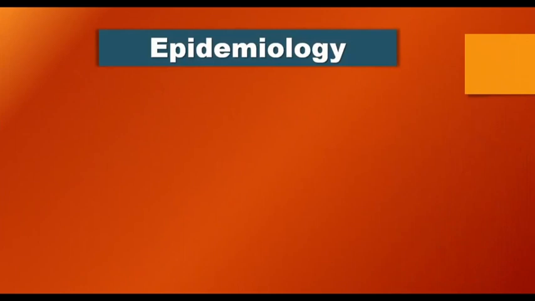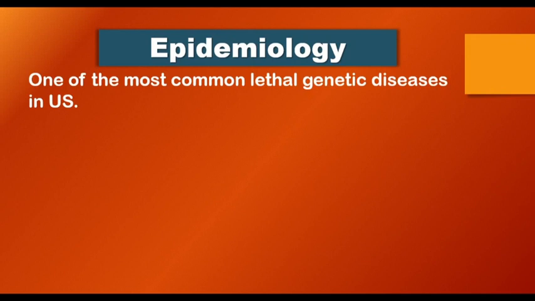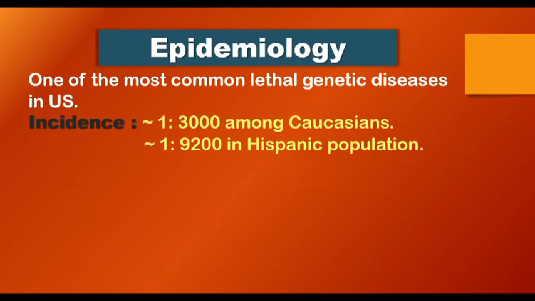So what about the epidemiology of cystic fibrosis, which is very important to know why it is an important example of malabsorption due to digestive failure. It is one of the most common lethal genetic diseases in the United States. Its incidence is about 1 in 3,000 among Caucasians and 1 in 9,000 in the Hispanic population, so it's more common in white races.